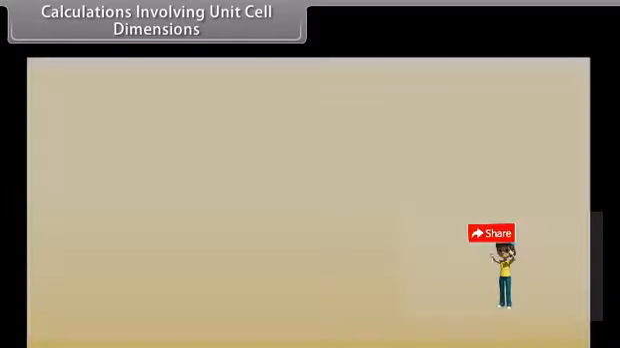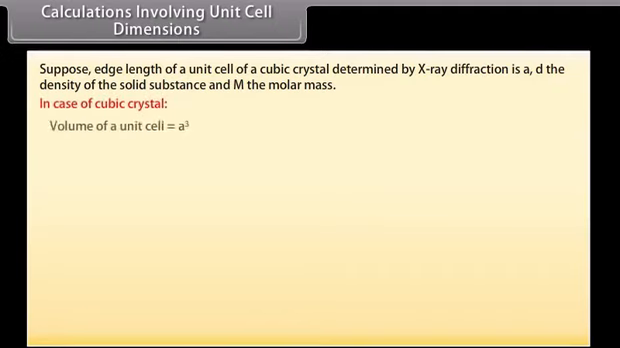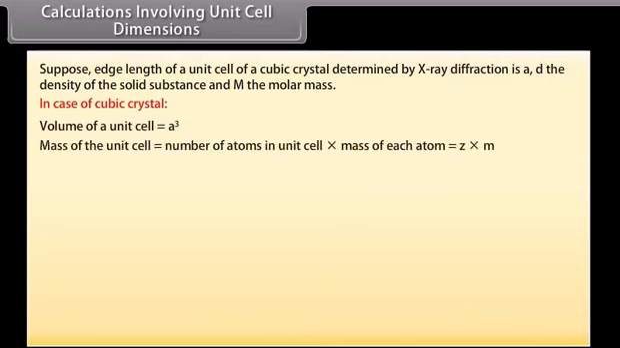Calculations involving unit cell dimensions. Suppose the edge length of a unit cell of a cubic crystal determined by X-ray diffraction is a, d the density of the solid substance, and M the molar mass. In case of a cubic crystal, the volume of a unit cell is equal to a³. Mass of the unit cell is equal to the number of atoms in the unit cell times the mass of each atom, which is equal to Z times m.